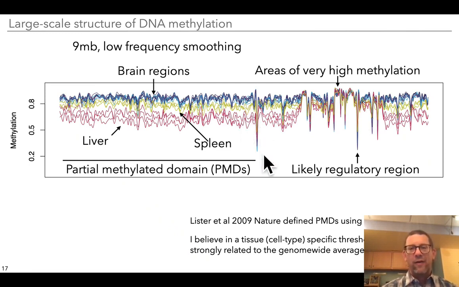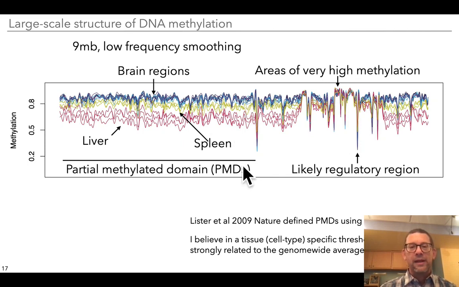Then we have focal areas of low methylation, and the reason why this methylation dip doesn't go all the way down to 0% is really because we're smoothing over a big window, so there's always going to be some adjacent regions that drive the average up. And then we have areas of very high methylation, substantially higher than the intermediate level. As soon as our methylation hits this intermediate level, we see this separation into the different tissues.